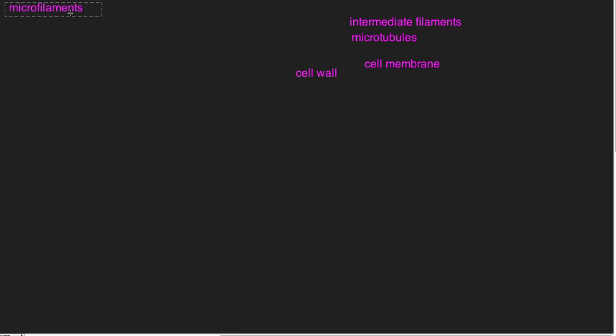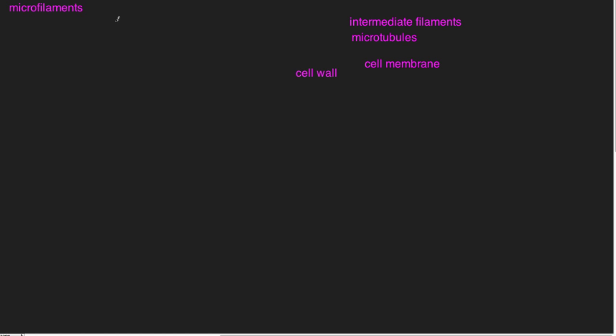Now, just to begin, let us first think about what these are. Basically, all these parts of the cell, the microfilaments, intermediate filaments, microtubules, cell membrane, and cell wall, are mainly related to providing structure and shape to the cell. Now, these three are basically called the cytoskeleton, which means the skeleton of the cell, which is spread all over the cytoplasm of the cell. There are basically three types of cytoskeleton. One is microfilaments, the other is intermediate filaments, and the third is microtubules. So let's begin with the microfilaments.